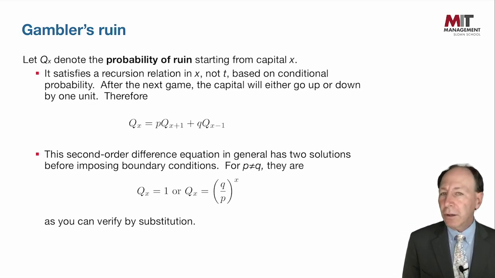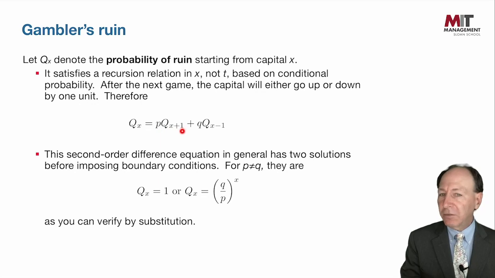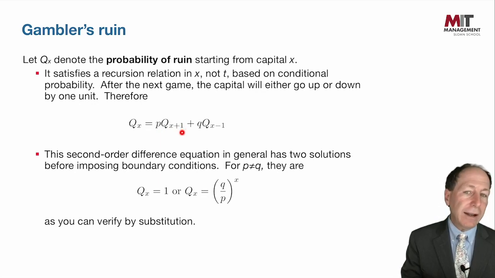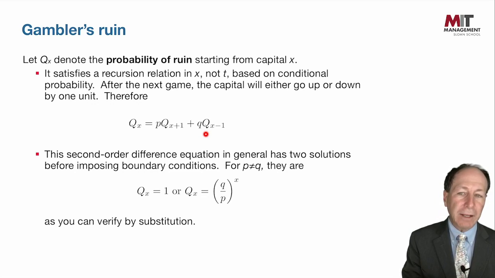Probability is obviously conserved. So the probability of ruin now, we can relate to what happens after our next game. After the next game, we could win with probability p, in which case our capital would be x plus 1, and that would give us p times q sub x plus 1. Or we could lose and end up with capital x minus 1, in which case this would be our probability of ruin. And adding together these two mutually exclusive possibilities gives us our original probability.